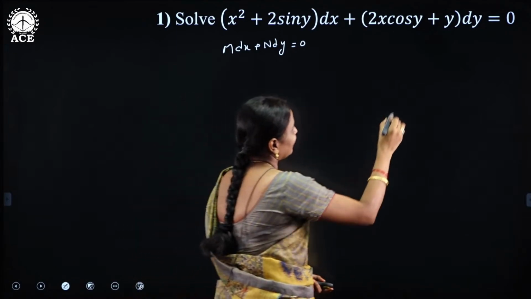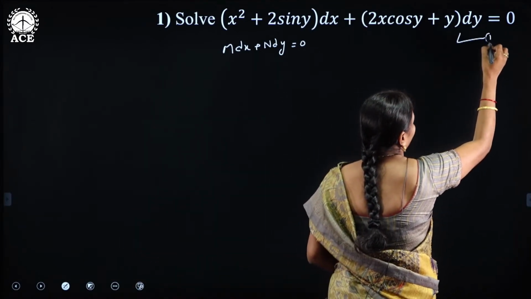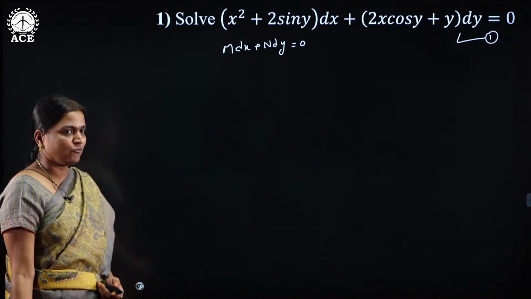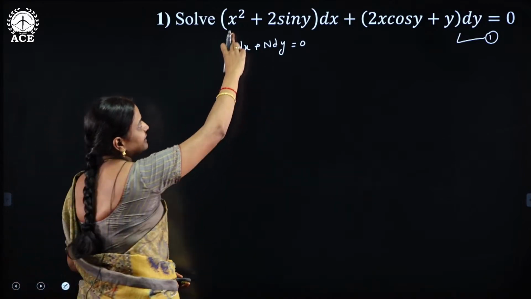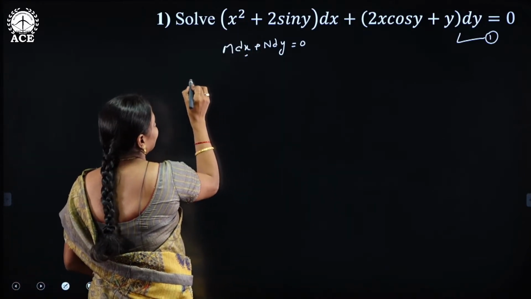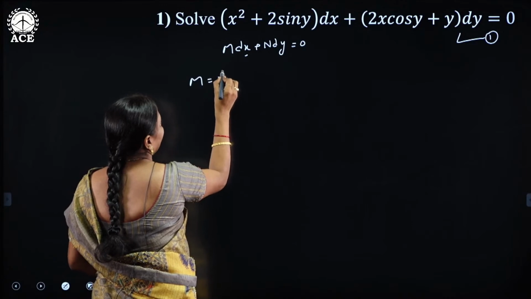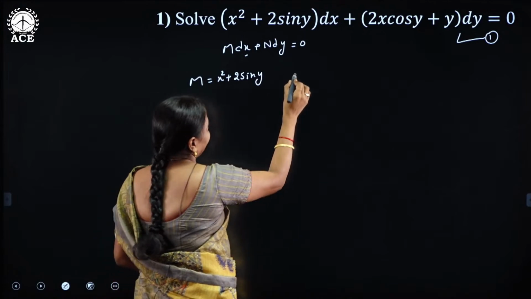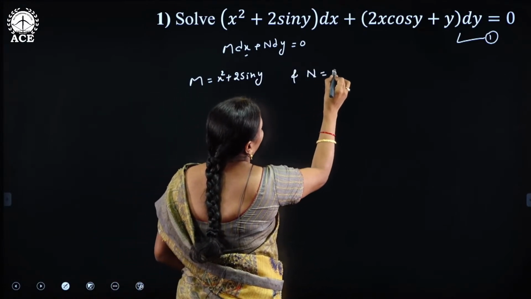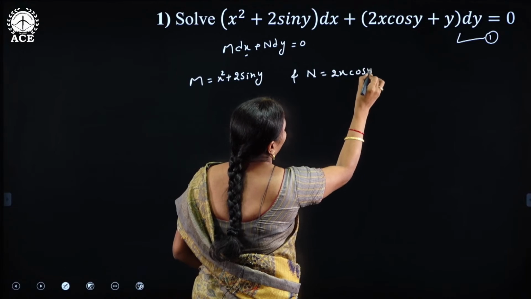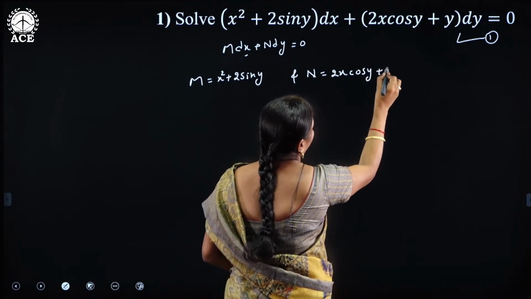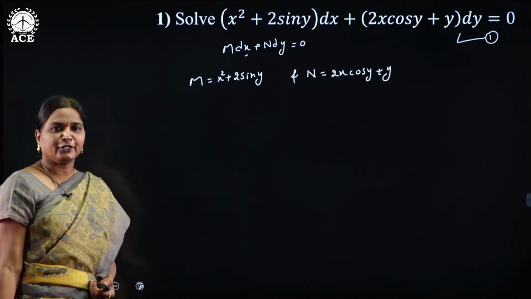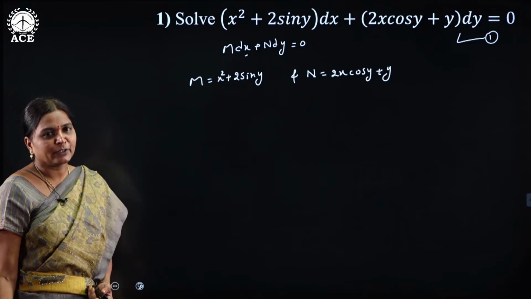Consider the given differential equation as equation 1, and equation 1 is of the form M dx plus N dy equal to 0. Now compare these two forms. Here M is equal to x² plus 2 sin y, and N is equal to 2x cos y plus y. And what is the necessary condition for an exact differential equation? ∂M/∂y is equal to ∂N/∂x.